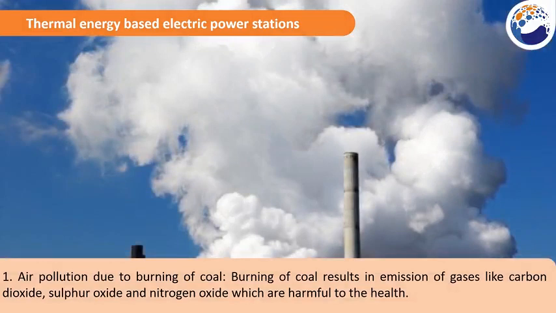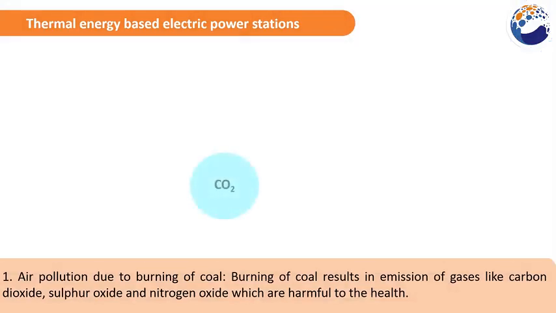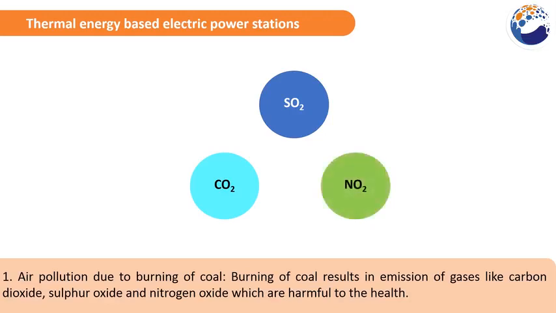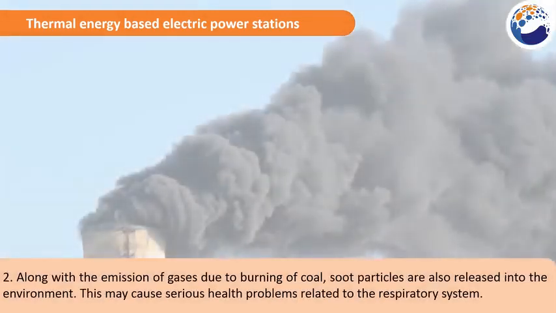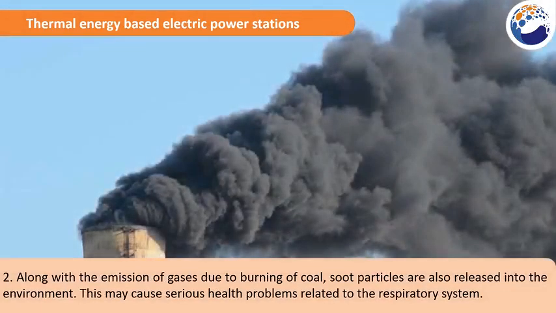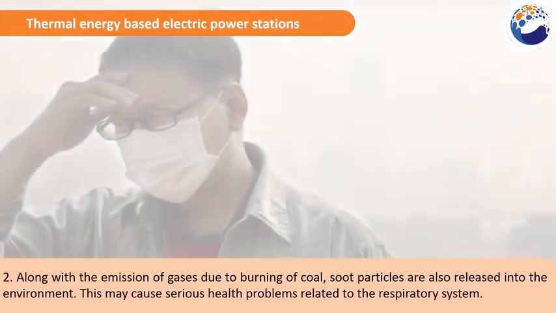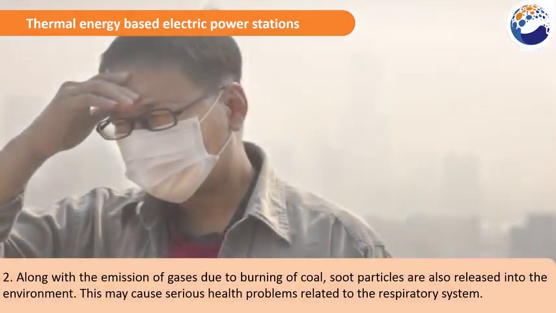Burning of coal results in emission of gases like carbon dioxide, sulfur oxide, and nitrogen oxide, which are harmful to health. Number 2. Along with the emission of gases due to burning of coal, soot particles are also released into the environment. This may cause serious health problems related to the respiratory system.